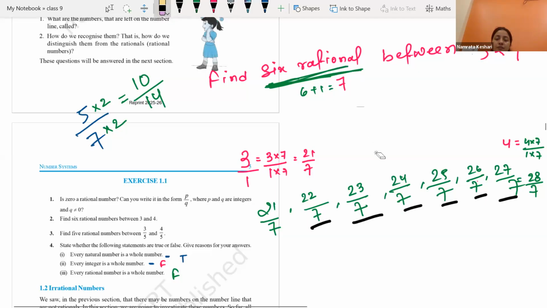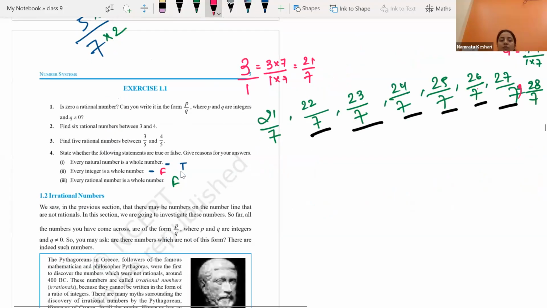Yes, ma'am. Aleph, are you getting it? Yes, ma'am. Okay, let's proceed. So this is how we will be solving question number 2. Directly like this? Yes, directly like this. Any statement is needed? No.